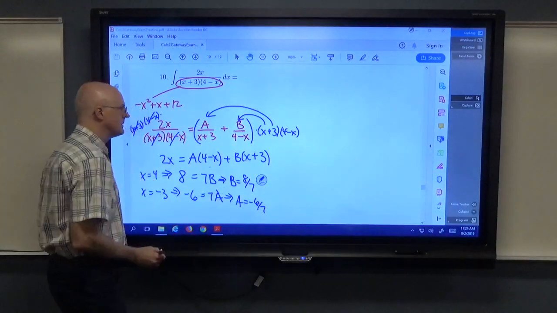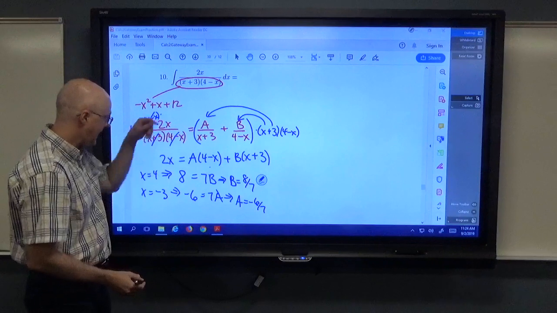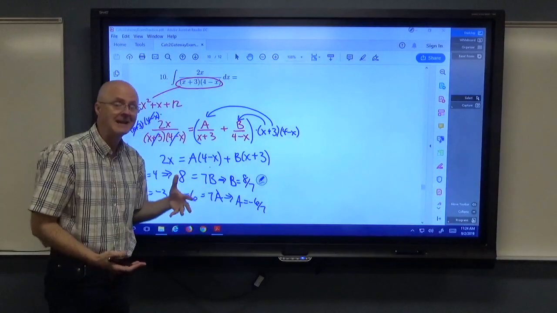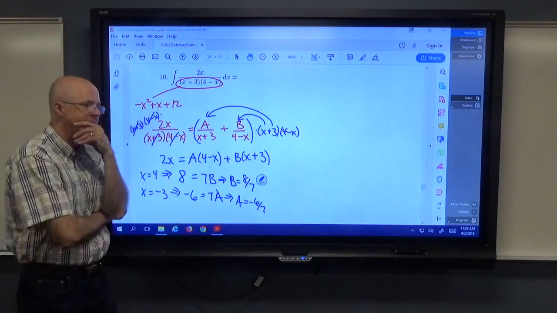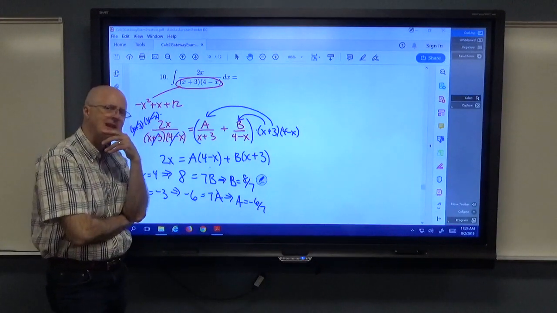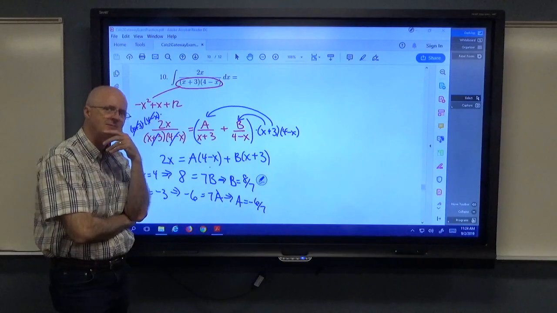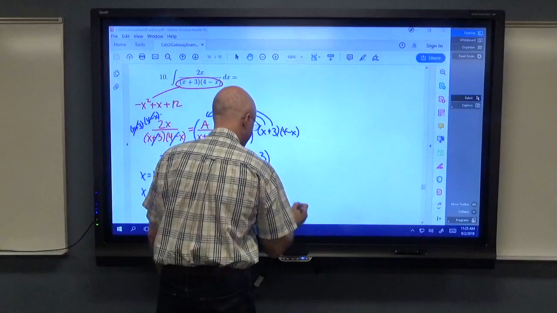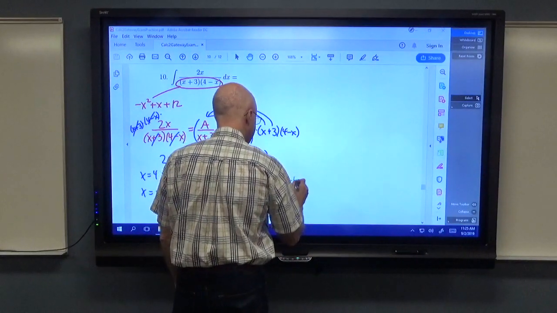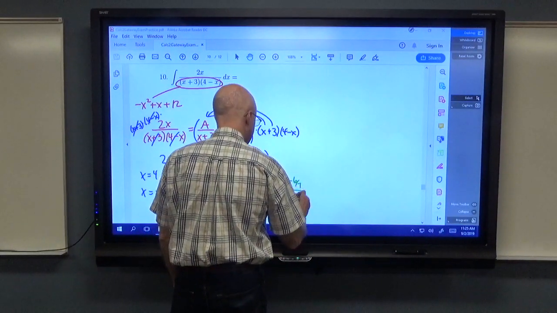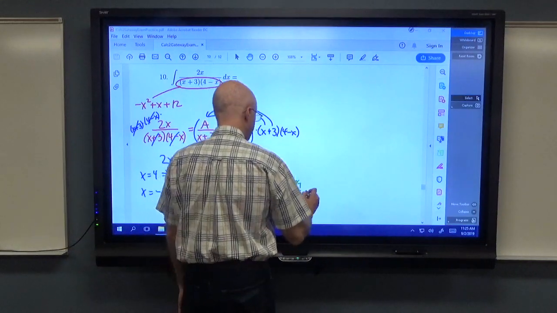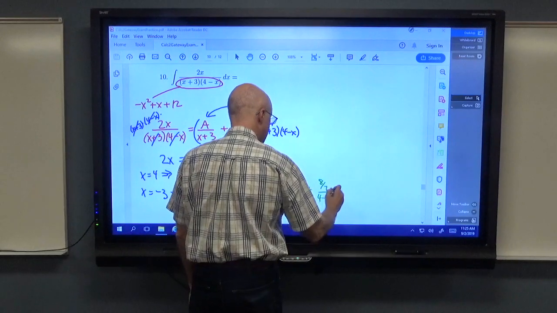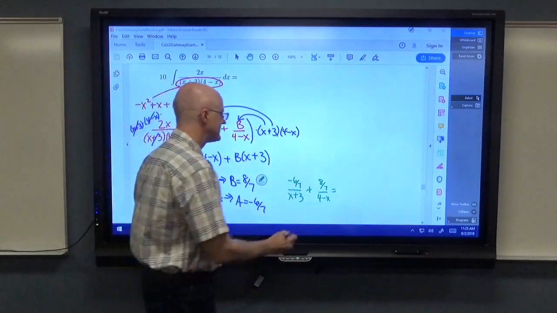I'm not going to take the time to do it, but you can check if you replace a here with -6/7 and b with 8/7 and add the fractions by getting a common denominator, you will get 2x. Actually, maybe I should check that because essentially that's going to be the check of my final answer as well. Let's go ahead and check that. Let's do it in green. -6/7 over x plus 3 plus 8/7 over 4 minus x. Get a common denominator of x plus 3 times 4 minus x.